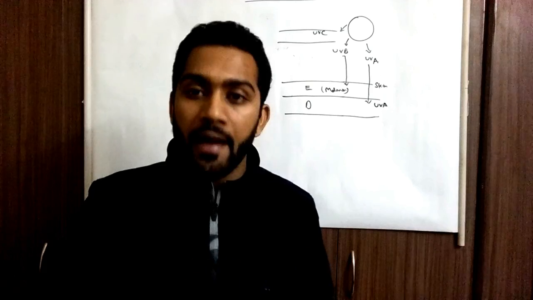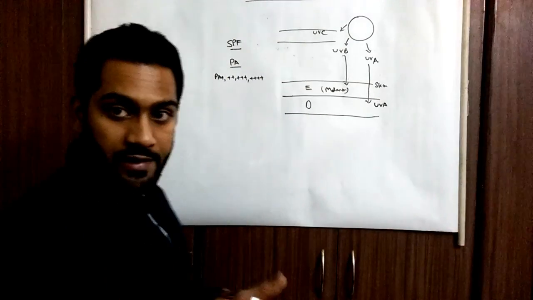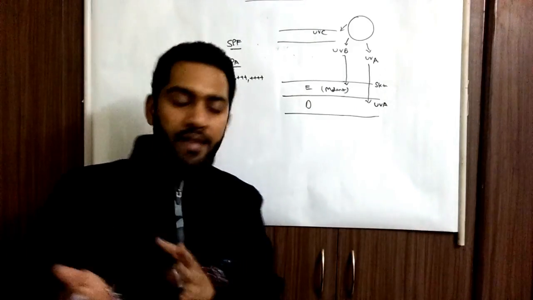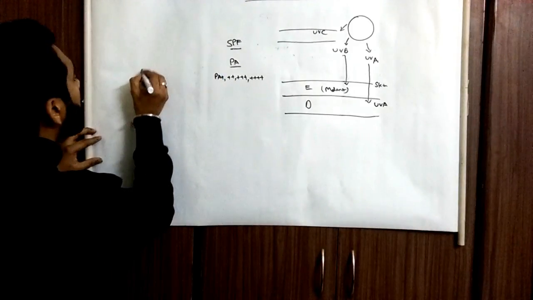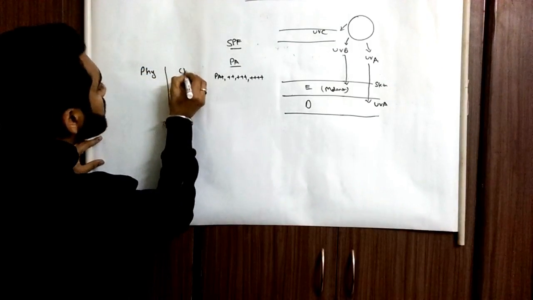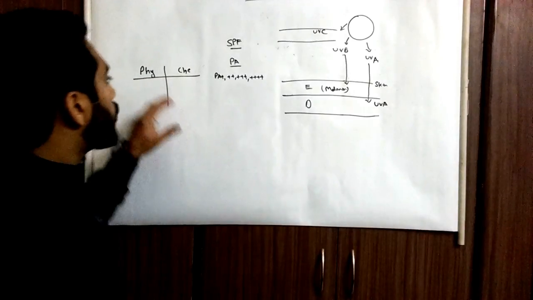Now I'll quickly tell you that there are two different types of sunscreen on the basis of ingredients or how they are made, which include physical sunscreen as well as chemical sunscreen. Physical sunscreen is also known as mineral sunscreen, and chemical sunscreen is also known as organic sunscreen.